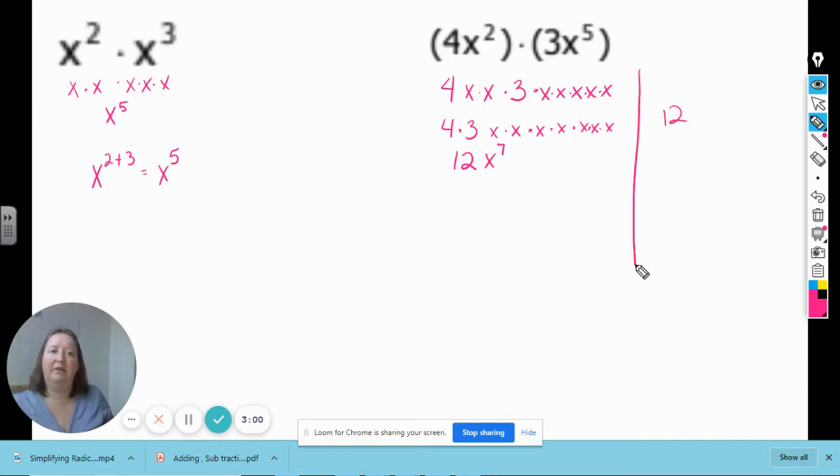This is another way to look at it: multiply the coefficients, just like it shows you right here, then add the exponents, 2 plus 5. So that equals 12x to the 7th. Two ways to look at the same problem, and you can do a combination of the methods, really.